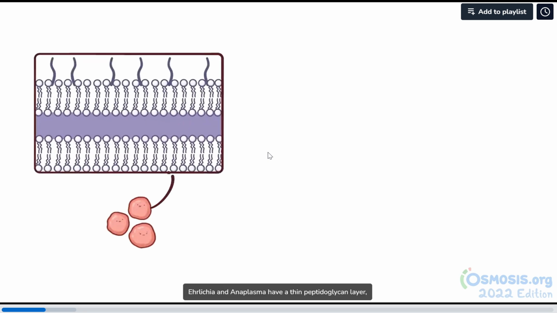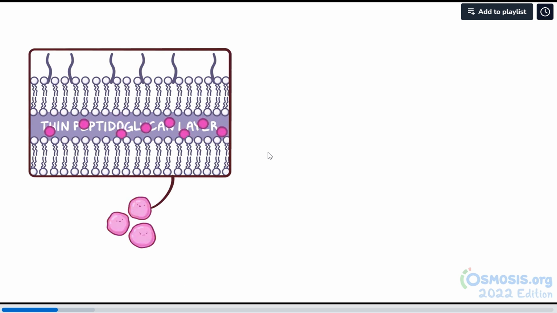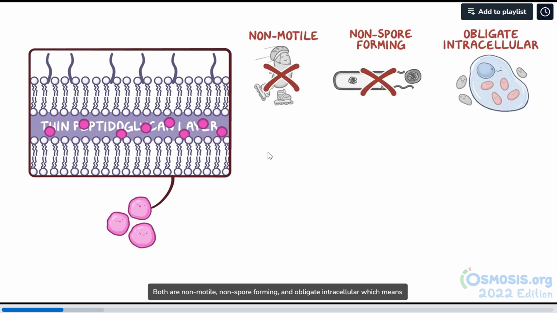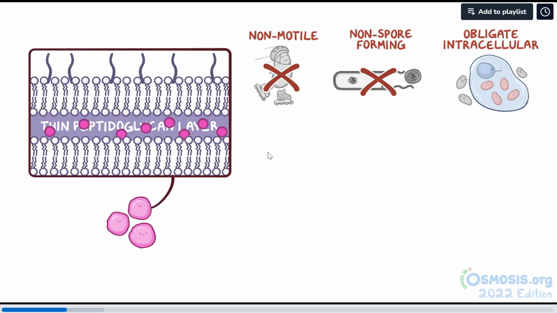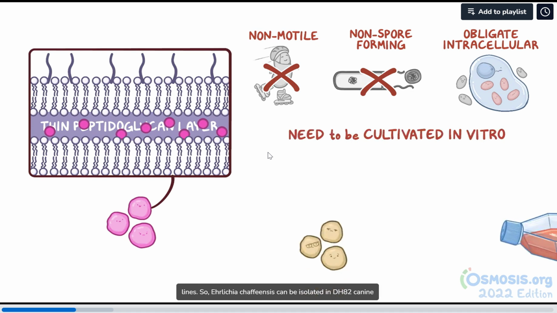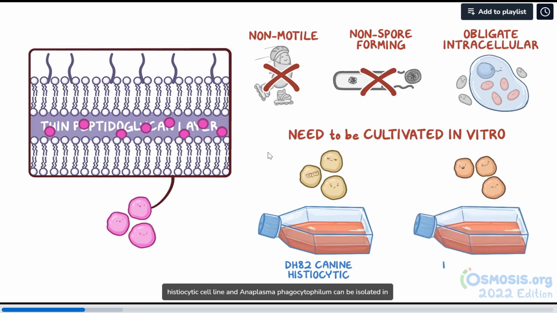Now, Ehrlichia and Anaplasma have a thin peptidoglycan layer, so they don't retain the crystal violet dye during gram staining. Instead, like any other gram-negative bacteria, they stain pink with safranin dye. Both are non-motile, non-spore-forming, and obligate intracellular, which means that they can survive only inside cells. Finally, Ehrlichia and Anaplasma don't grow on routine culture media, and they need to be cultivated in vitro in different cell lines. So Ehrlichia chaffeensis can be isolated in DH82 K9 histiocytic cell line, and Anaplasma phagocytophilum can be isolated in promyelocytic leukemia HL60 cell line.